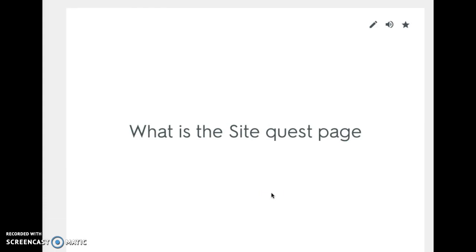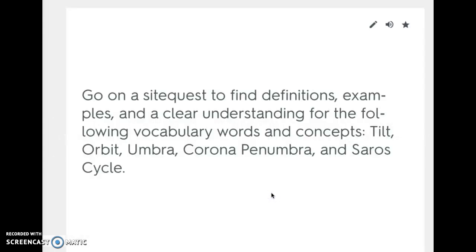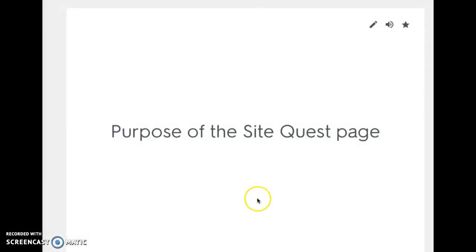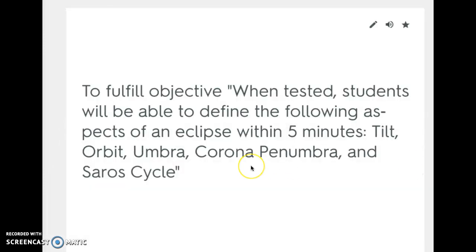What is the site page? This is the next page that they'll be going to, and basically you go on the site page to find the explanations of the vocab. This is the vocab they'll need: tilt, orbit, and so on. What is the purpose? Again, to fulfill the objective. When tested, students will be able to define and follow aspects of an eclipse within 5 minutes, and those are the definitions. So this will again be posted. They know these are the words and definitions they need to understand.